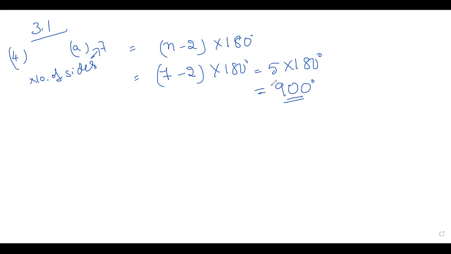For example, children, in a quadrilateral you know the total angle. If you add all the angles, how much do you get? That is 360, right? You get 360 if you add all the angles. So like that, if the polygon has 7 sides, what will be the sum of all the angles? It is 900. Okay, now come to the second one.